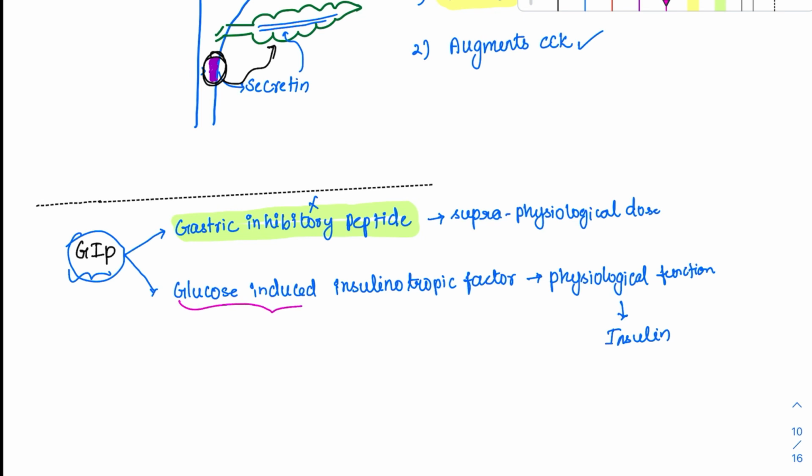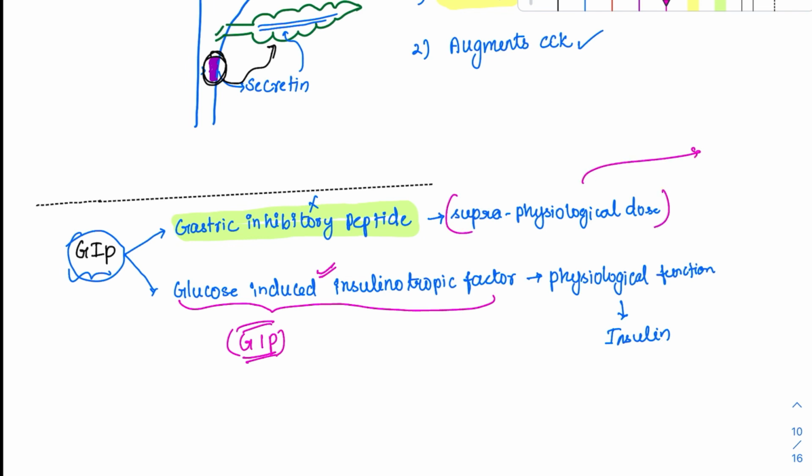That's why it is now called glucose-dependent insulinotropic peptide. It is again GIP only, the short form is the same, but its function is different, so they named it glucose induced insulinotropic factor. It inhibits gastrin secretion, but only at a supraphysiological dose. It can inhibit gastric acid secretion. So that's why they have changed the name to this new GIP, because of its role in producing insulin.